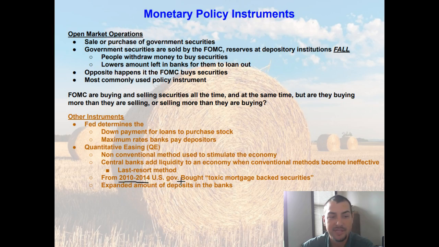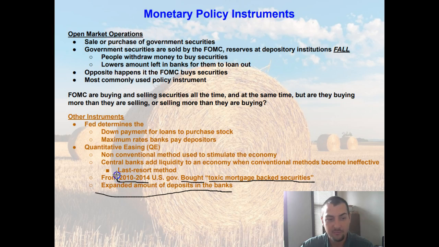The U.S. government bought what are known as toxic mortgage-backed securities. And whenever they bought those back, what they were doing is expanding the amount of deposits left in the bank by buying back those toxic mortgage-backed securities. They put more deposits back in the bank.